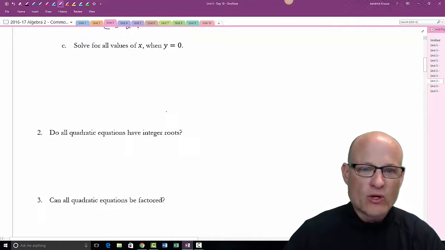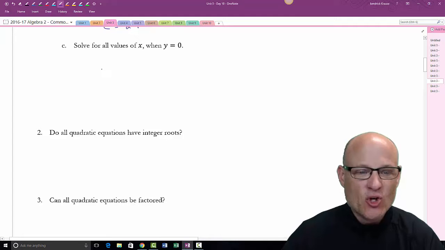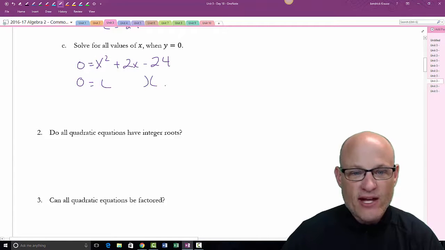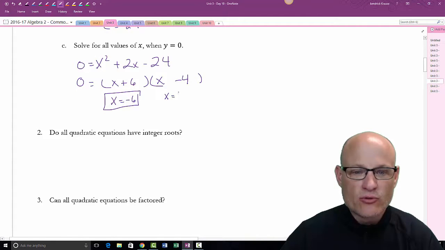Solve for all values of x when y is equal to 0. Well, in this particular case, we can just factor it. So what we have is x squared plus 2x minus 24, and they said y was equal to 0. So we'll just maintain that, and since it's factorable, it makes our life a little bit easier. It's x plus 6, x minus 4. Those multiply to negative 24 and add up to positive 2. Staying with our simple terms, this is x equals negative 6 and x equals 4. There we go. We're done for the day.